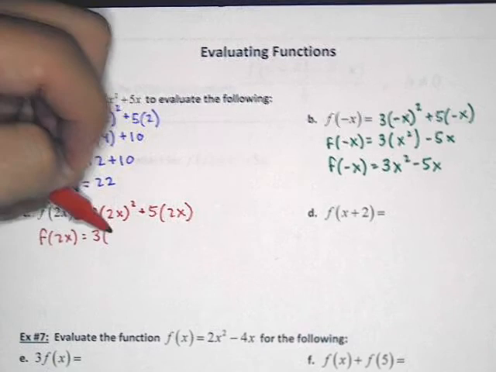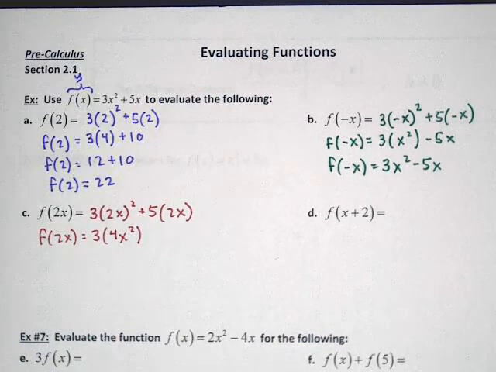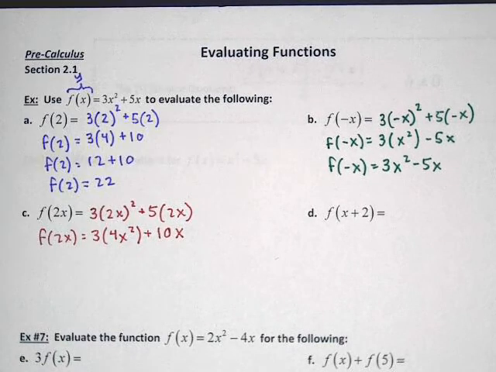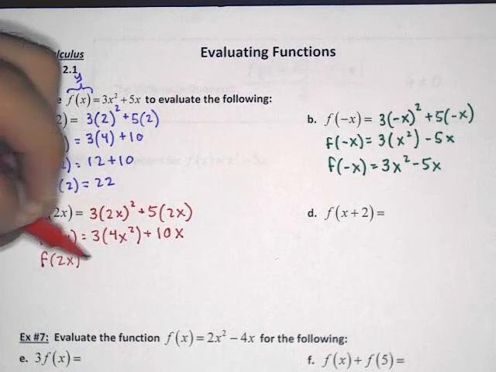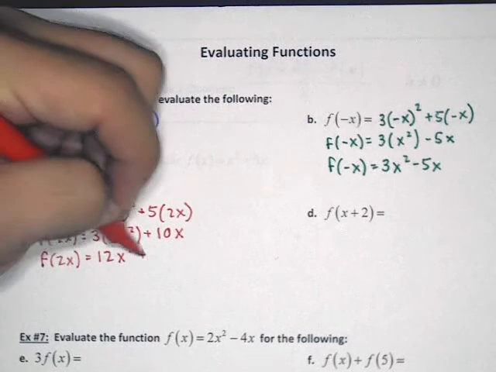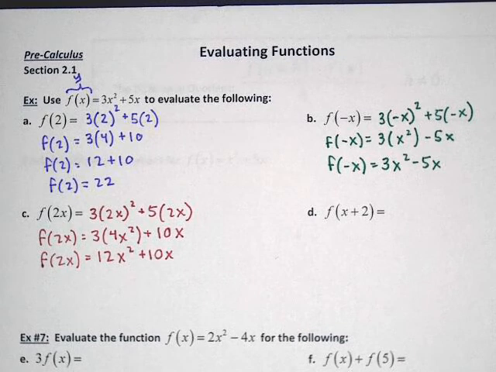So 2 squared is 4. X squared is x squared. And now let's see. 5 times 2x, we have 10x. Last step. Distribute. So we have 12x squared plus 10x. And that would be an acceptable answer.